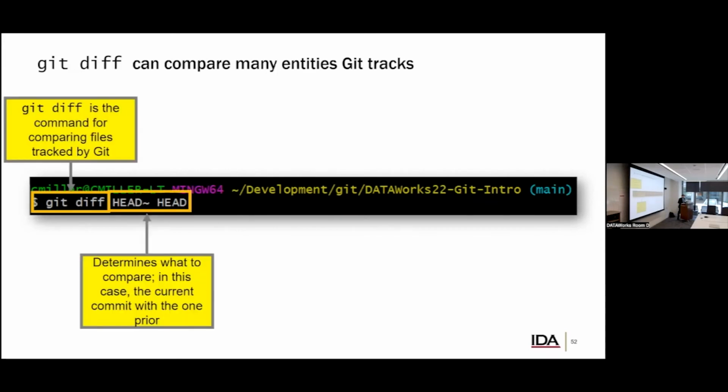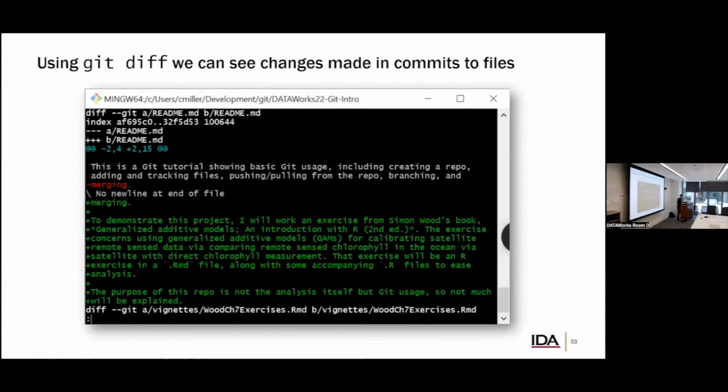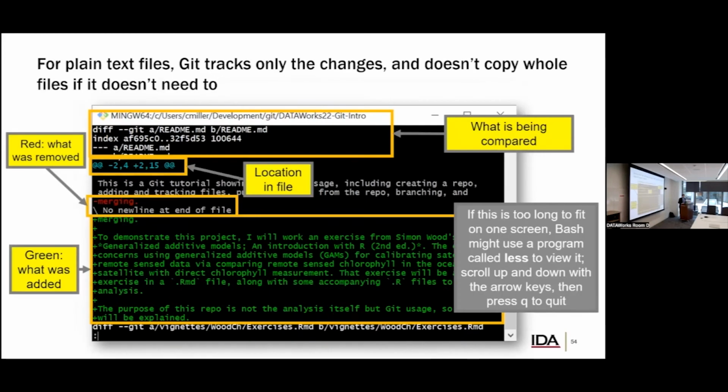So that's the command. In this case, if I want to see the difference between the current version of the project, or the version that I'm looking at, signified by head, and the one right before it, which is head tilde, I would type in this command. And then in that terminal, I can see what the changes were. And similarly, things that were added are shown in green, and things that were taken away are shown in red.